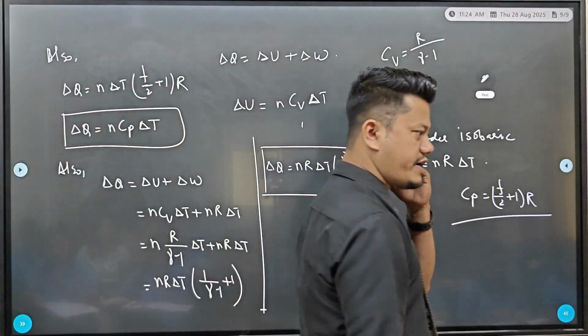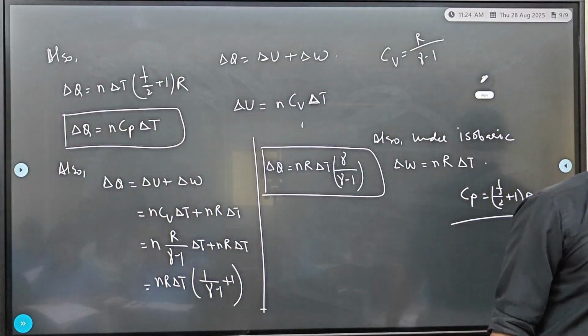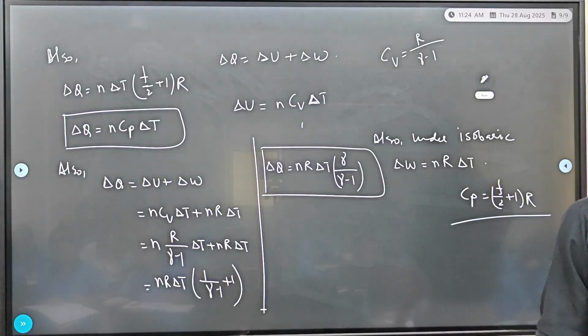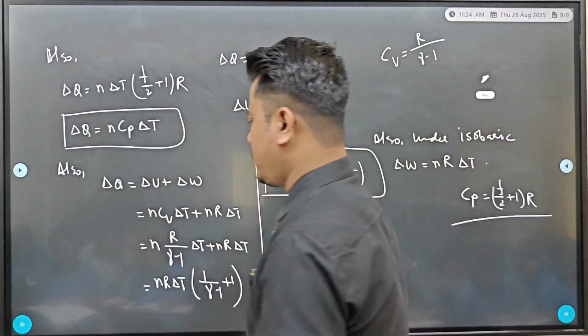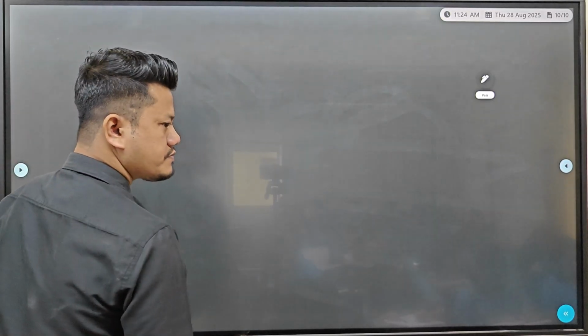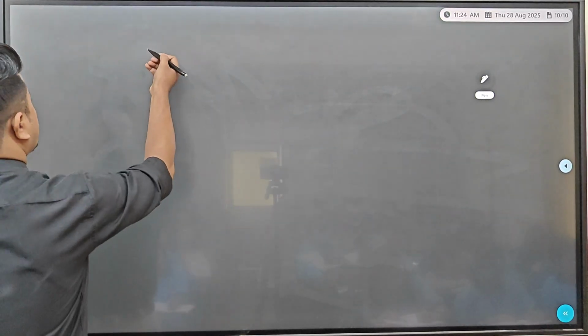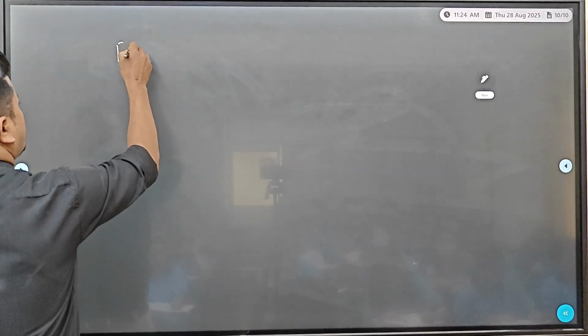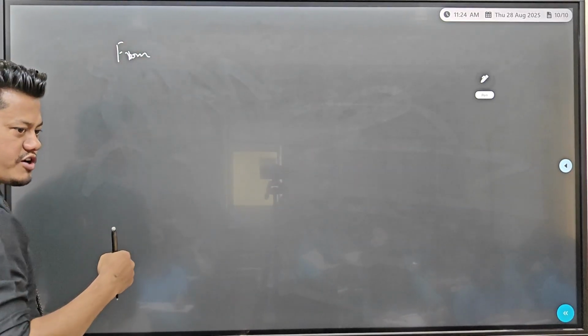The volume remains constant, right? Please write: the thermodynamic process where the volume remains constant. Is that clear? So how can I find the equation? The first interpretation is to find the equation.